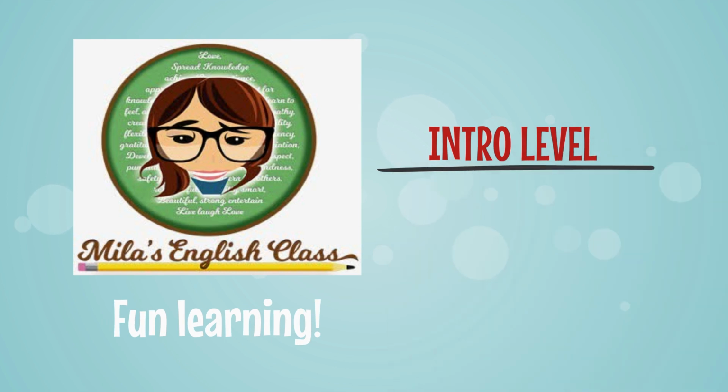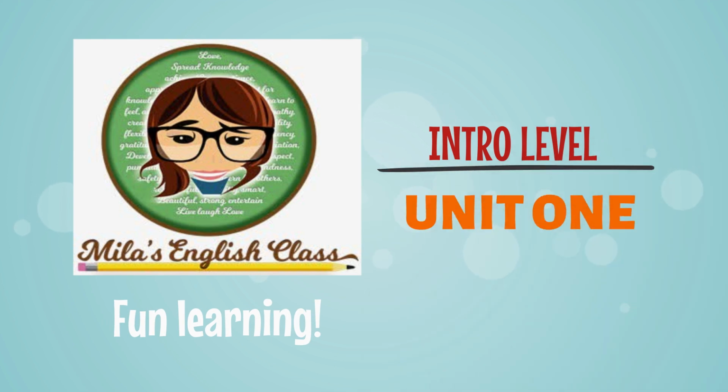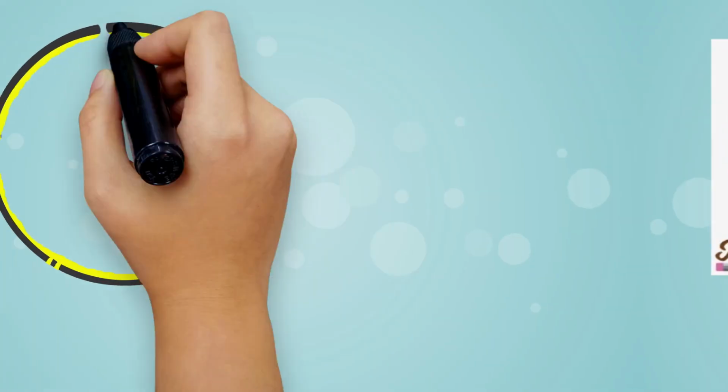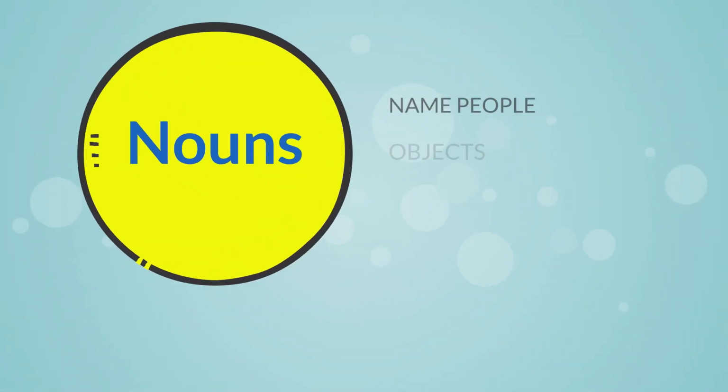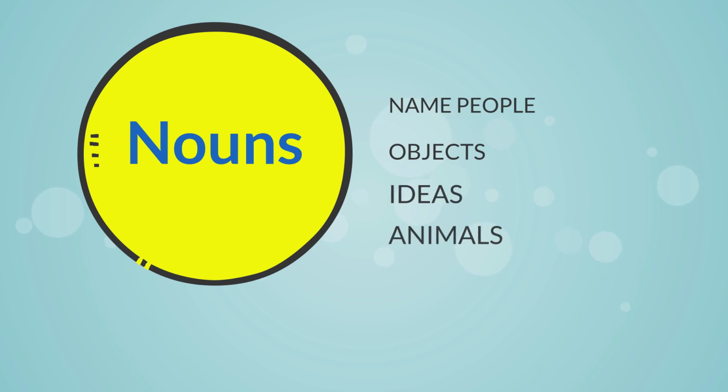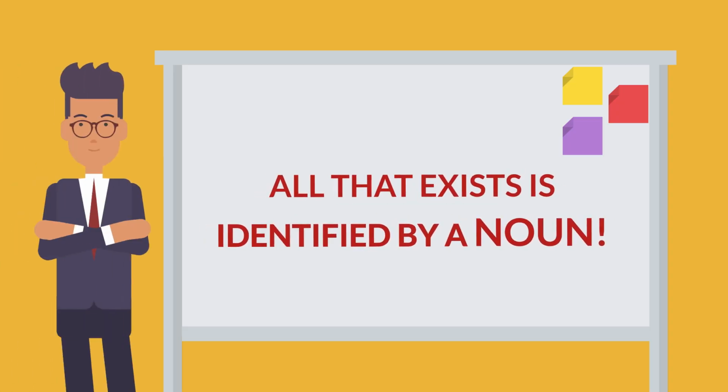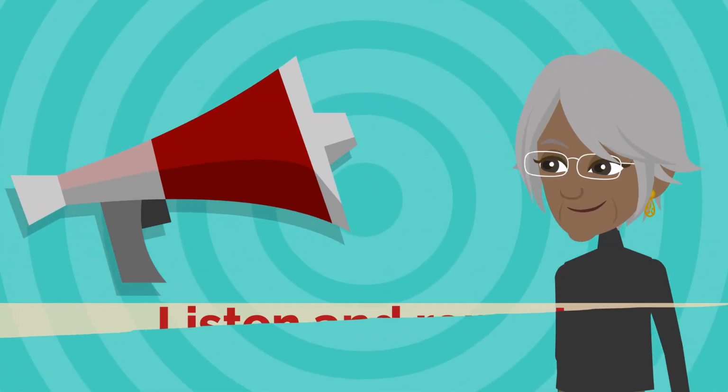Intro level. Unit 1. Vocabulary. Nouns. Nouns name people, objects, ideas, and animals. All that exists is identified by a noun. Listen and repeat.